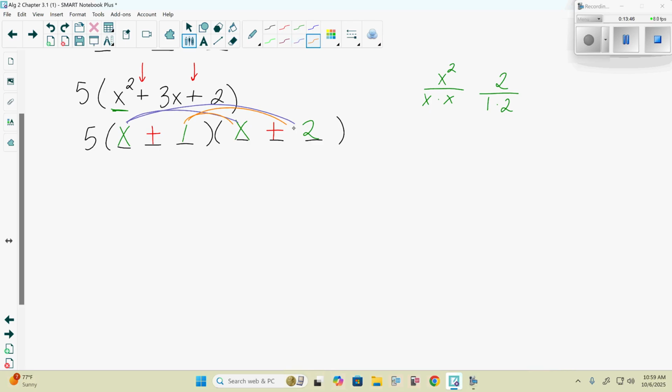And see, do we get back to x squared plus 3x plus 2? I don't see a whole lot of point in multiplying the whole thing back out.